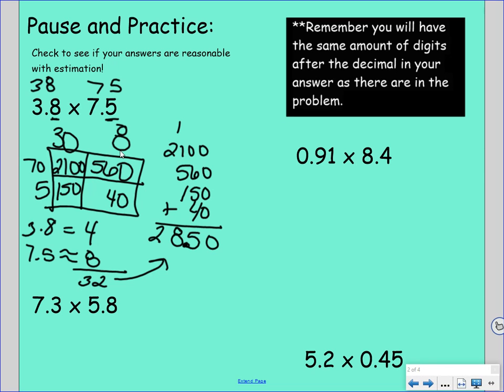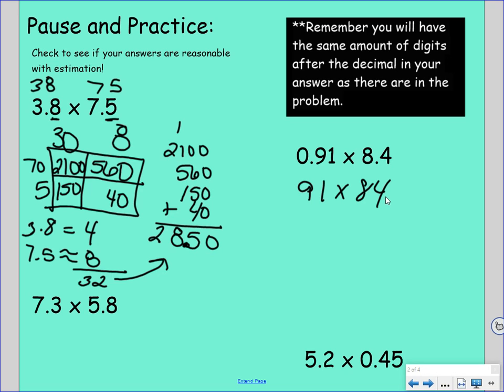2100, 560, 150, and 40. 0, 11, 15, carry my 1, 7, 8, and 2. Yeah, it checks up. So go ahead and pause the video. Remember, ignore the decimal and just think of this problem right here as 91 times 84. But then go back and put your decimal in where it should go.